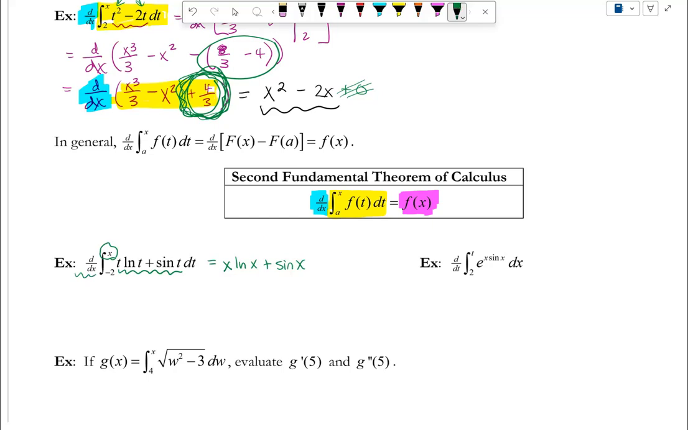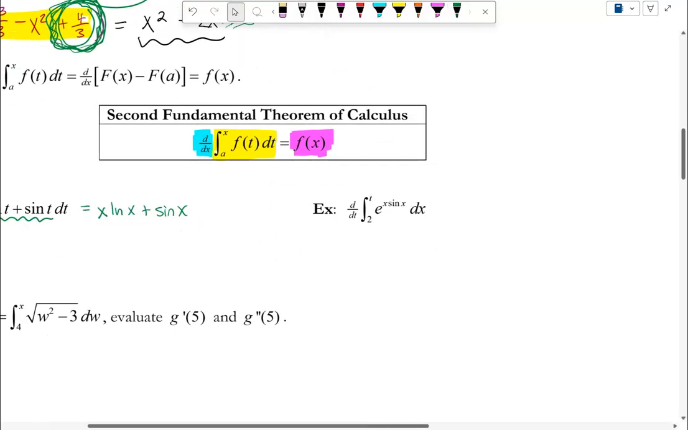All right, so then in this next example, same thing here. If I'm taking the derivative with respect to x of this accumulation function, and e to the t sine of t is my integrand, I'm going to get e to the x sine of x.